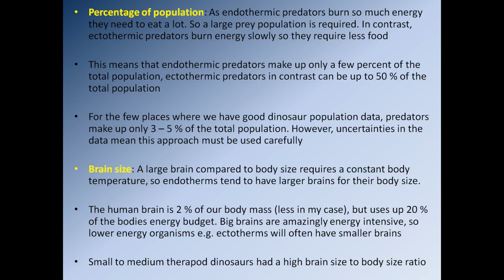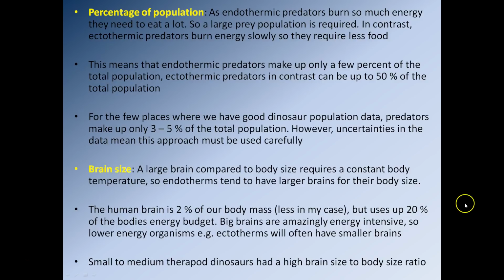Okay, so the next piece of evidence is the brain size. A large brain compared to body size requires a constant body temperature. So endotherms tend to have larger brains for their body size. Another problem is that brains use up significant amounts of energy. The human brain is only 2% of our body mass. However, it uses up 20% of the body's energy budget. So a brain is amazingly energy hungry.